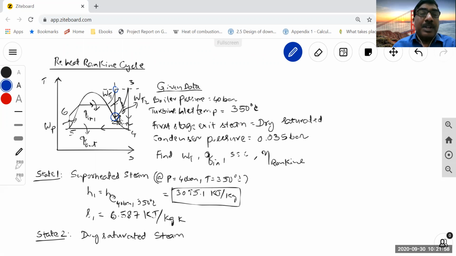For this, what table we require? We require normal steam table, because it is dry saturated. That means the state is on the saturation line. So at this particular entropy, in the saturation table, we have to find out what is the temperature and pressure. Let us see in the saturated steam table where we are going to get this data.